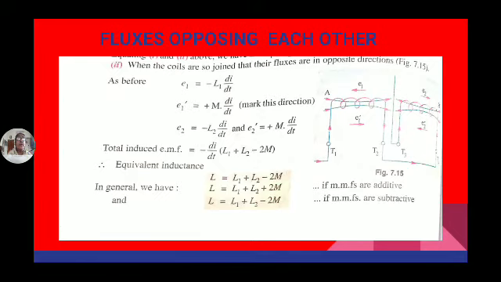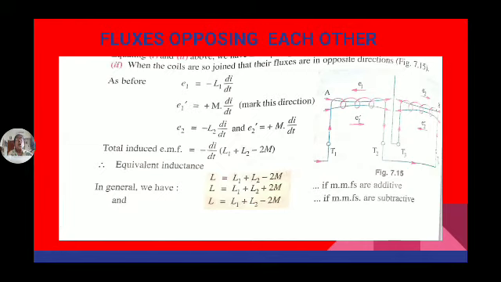If both the fluxes are aiding each other, L is equal to L1 plus L2 plus 2M. If both the fluxes are opposing each other, then L is equal to L1 plus L2 minus 2M. So in aggregate, we can write this equation as L equal to L1 plus L2 plus or minus 2M. Plus is for additive fluxes, minus is for opposing fluxes.